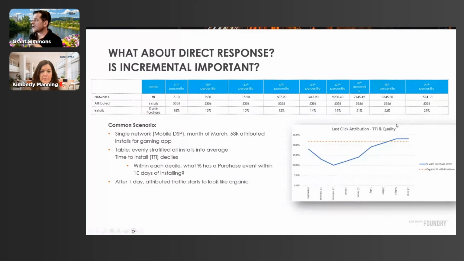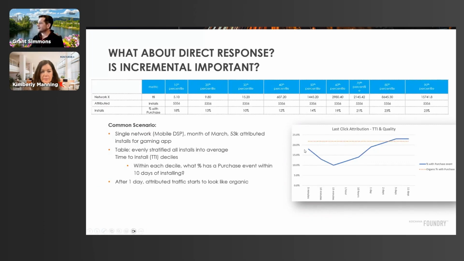DSP. And what we do is, because we have the time signals, we can break it into evenly stratified buckets of time to install. Time to install is a measurement of the attributed ad signal, impression or click, and then when did the conversion activity happen. And so we see that there were 5,300 installs out of the 53,000 that installed in about 5 minutes at a mean time. And then there were another 5,300 that had a mean time of about 10 minutes, and then 15 minutes, et cetera, et cetera. And we see that time starts to increase.